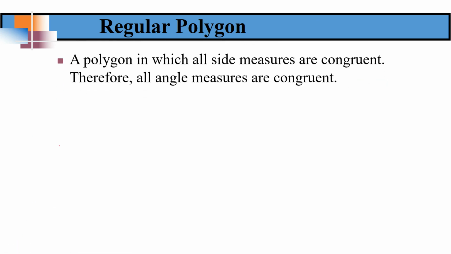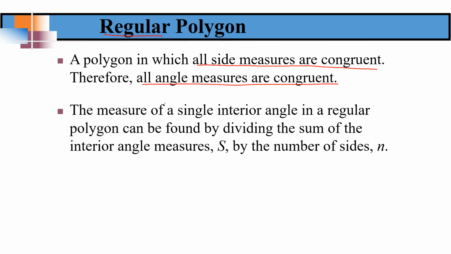Let's go ahead and take a look at the definition of what's called a regular polygon. You'll want to fill this in on your notes. A regular polygon is a polygon in which all side measures are congruent. Therefore, all angle measures are congruent. So this is important, for regular polygons, all side measures are congruent. Therefore, all angle measures are congruent. The measure of a single interior angle in a regular polygon can be found by dividing the sum of the interior angles, S, by the number of sides, N.